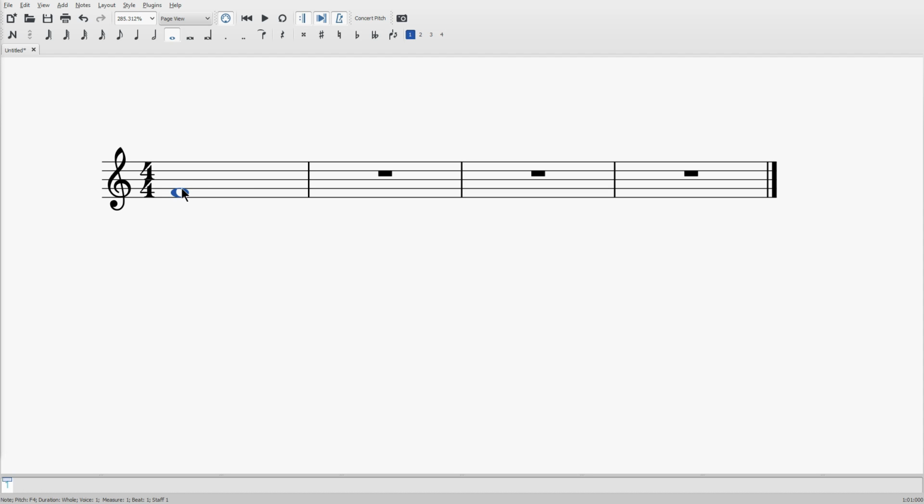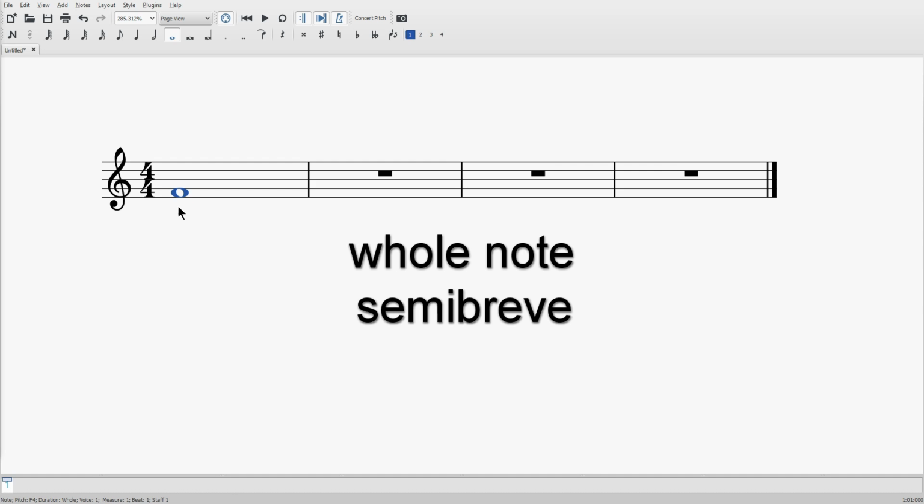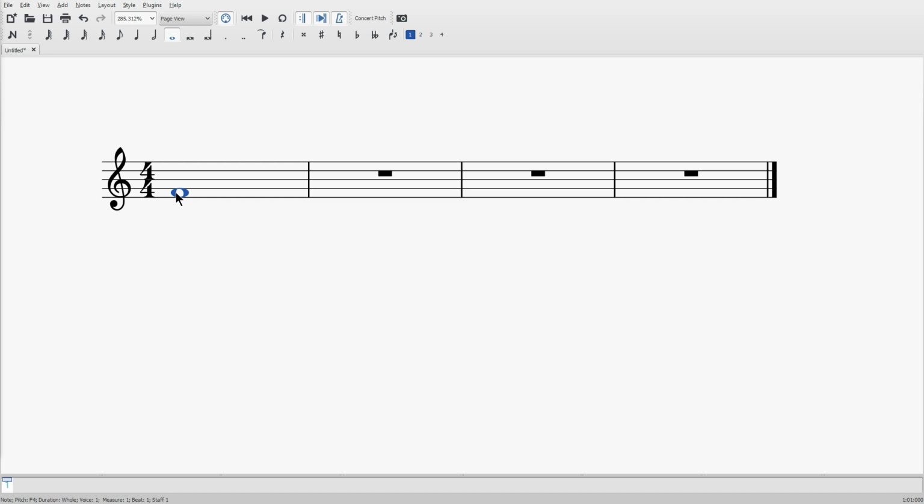Okay, so this hollow open circle, this thing's called a whole note. It's also referred to as a semibreve, but we're going to talk in terms of it being a whole note. And when we say it's a whole note, what we're effectively saying is it takes up the whole bar. So this note here extends in terms of time to the beginning of the next bar.